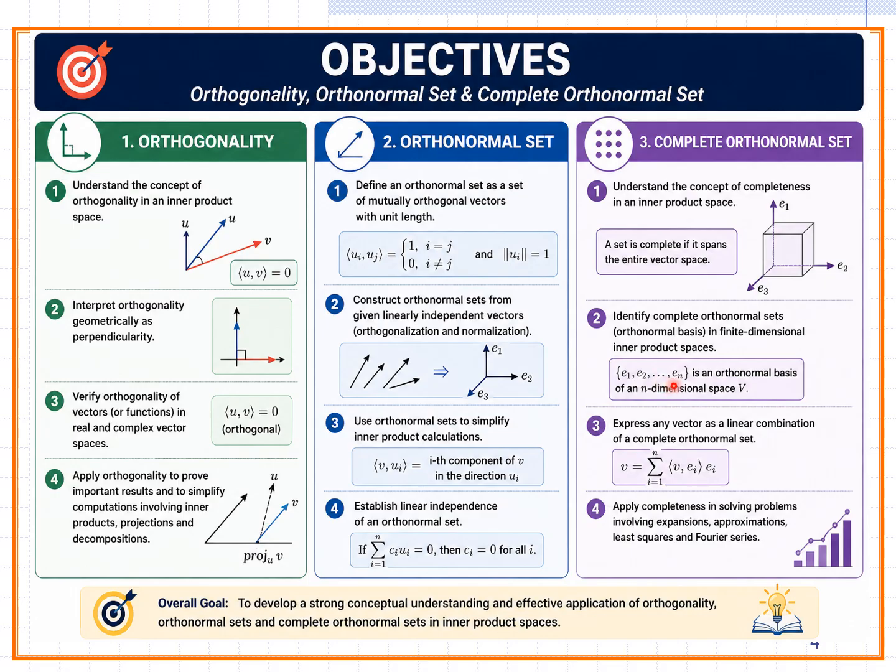E1 and so on up to En is an orthonormal basis of an n-dimensional space V. Express any vector as a linear combination of a complete orthonormal set. You can write it as a linear combination of the vector and e_i, then you can write the summation. Apply completeness in solving problems involving expansions, approximations, least squares and Fourier series.